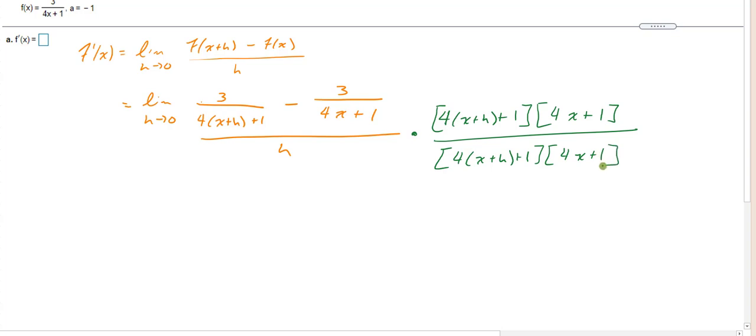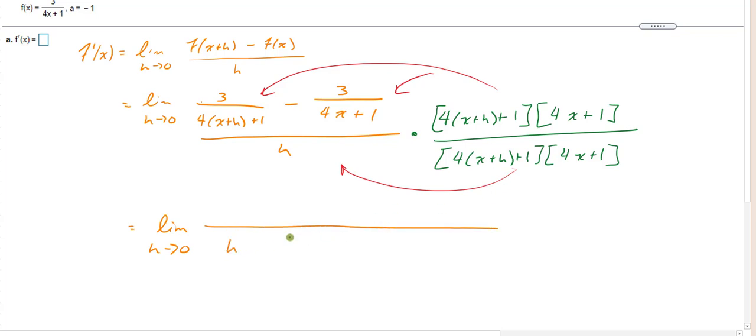The reason why I do so is that I want to clear out this fraction here and this fraction here, and multiplying by the LCD across the two fractions forces that to happen. So now we'll distribute this LCD to both of these terms in the numerator, and we'll also multiply it through the denominator, however you want to look at that. In the denominator, we'll just have h times the quantity 4 times x plus h plus 1, times the factor 4x plus 1.